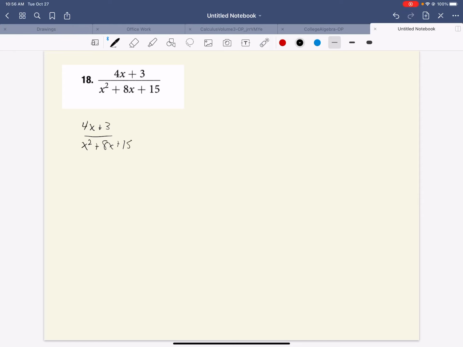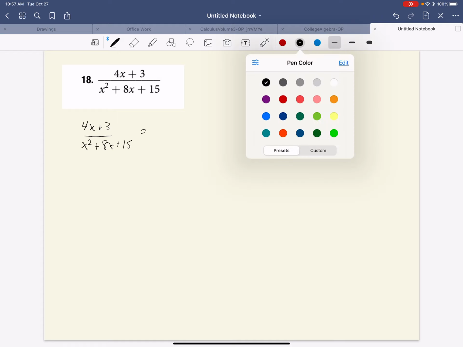Hey guys, here is a partial fractions problem, and what I'm going to do is just do a few individual ones over the course of the next few days, upload them, and within there you'll get the idea of how to do all of the different cases.